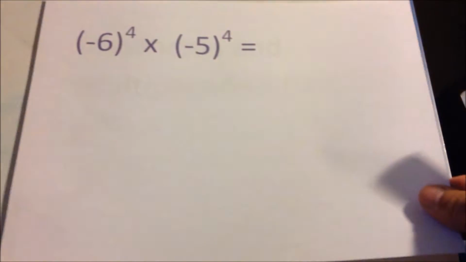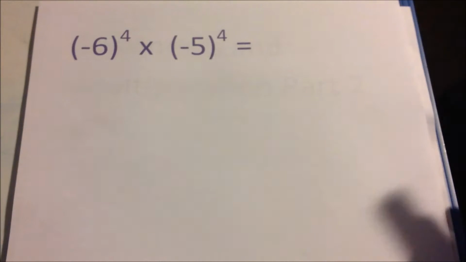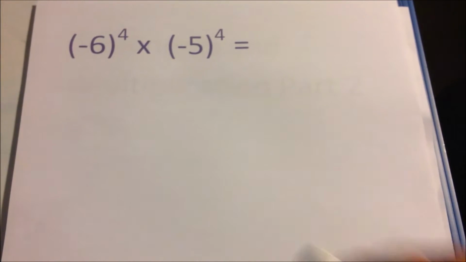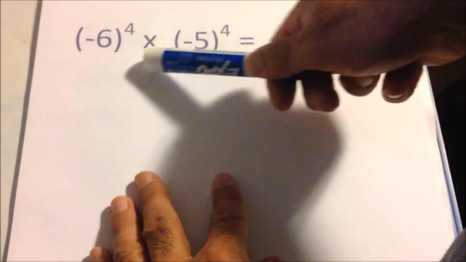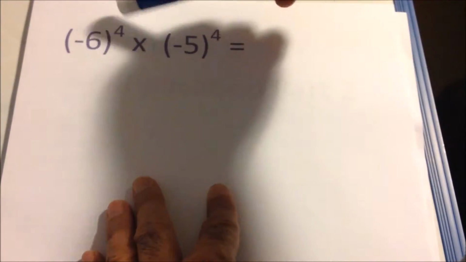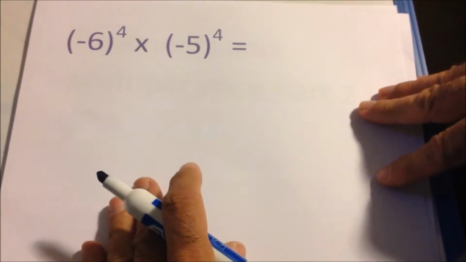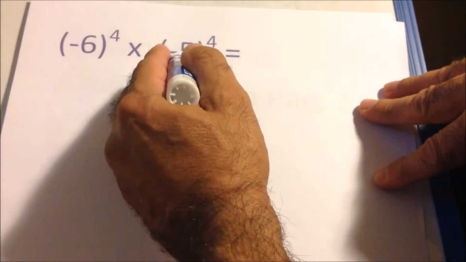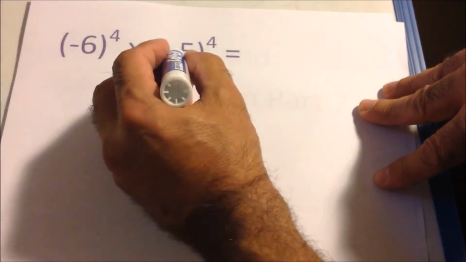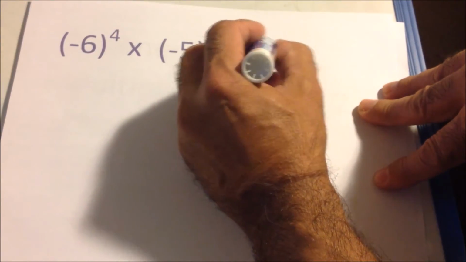Okay, here's part 2 on exponents and multiplication. So let's look at an example here. Let's say we had negative 6 to the 4th power times negative 5 to the 4th power. Remembering the rules, if they have the same base, you keep the base. They don't have the same base, but they do have the same exponents, or the same power, so we're going to keep the power and multiply the bases. So negative 6 times a negative 5. Remember, negative times a negative is positive, so that'll just be 30.